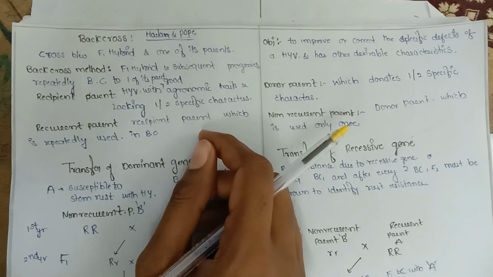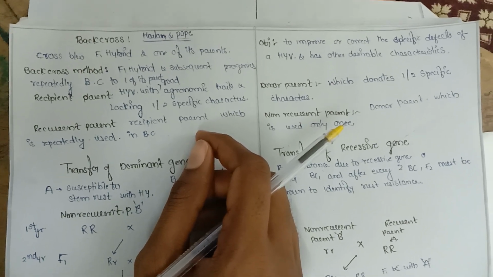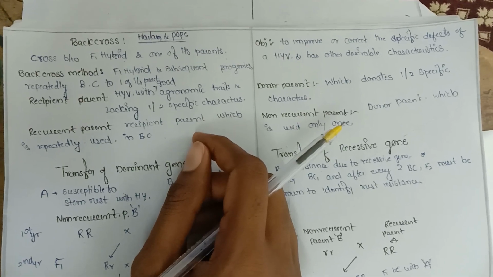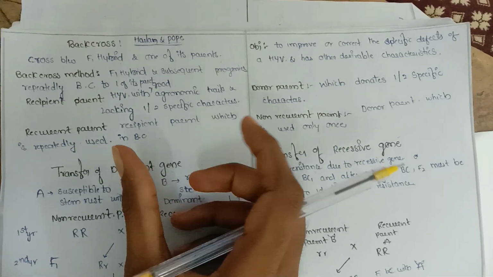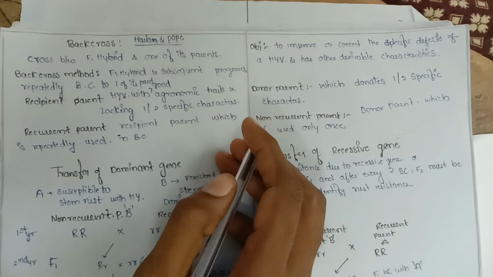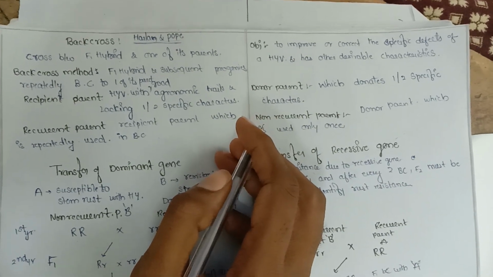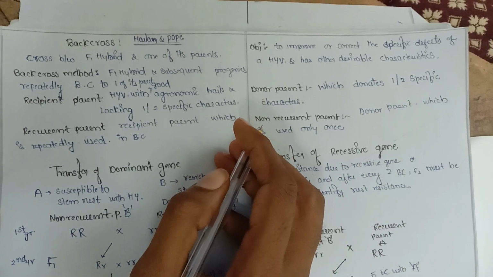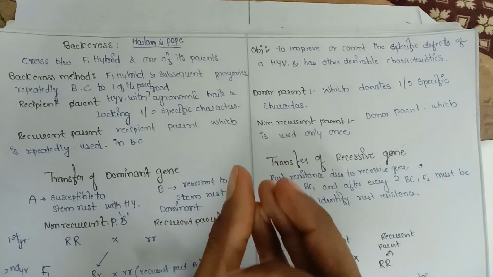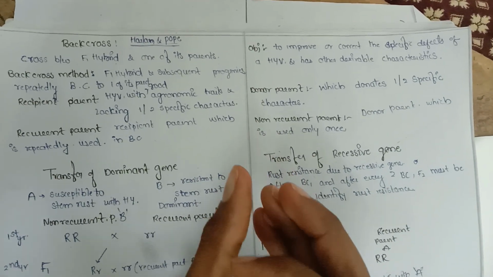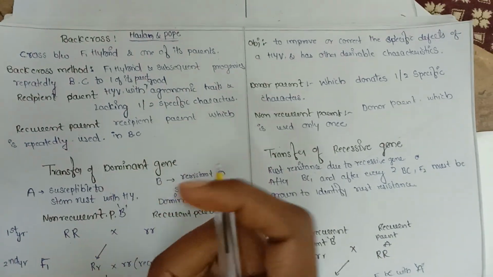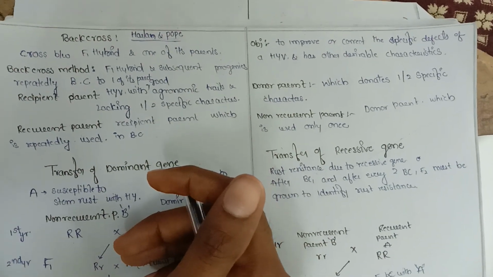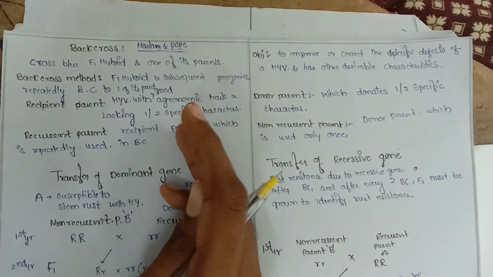Today we are going to discuss backcross. The backcross method of breeding was developed by Harlan and Pope. It is used to take out an undesirable allele at a particular locus and replace it with the desirable allele. If there are one or two undesirable alleles in a good variety, those undesirable alleles must be replaced by desirable alleles. For that purpose, it was developed.